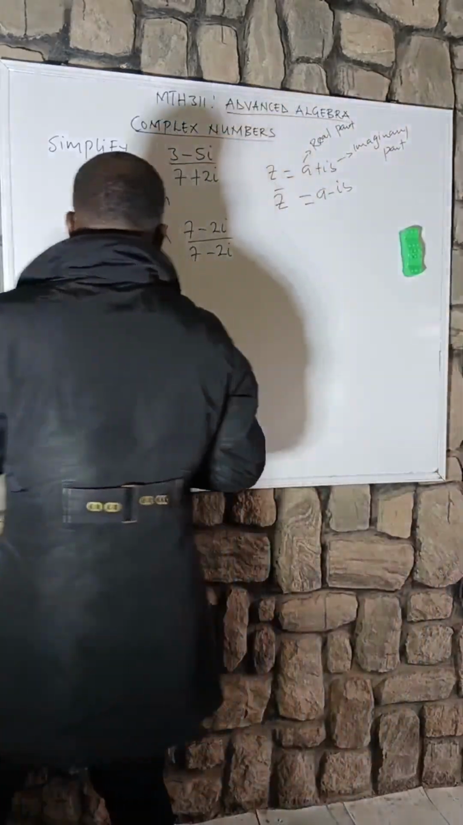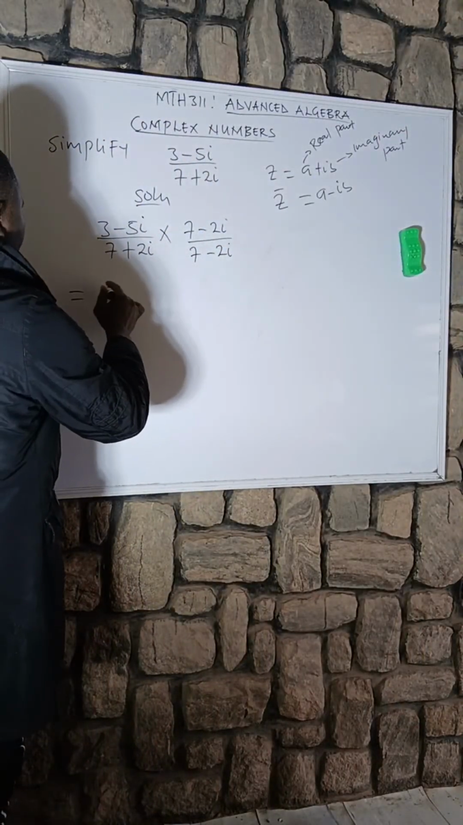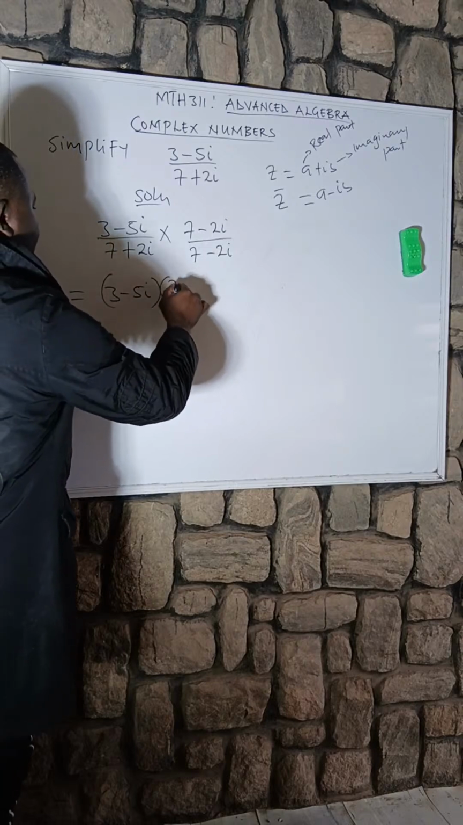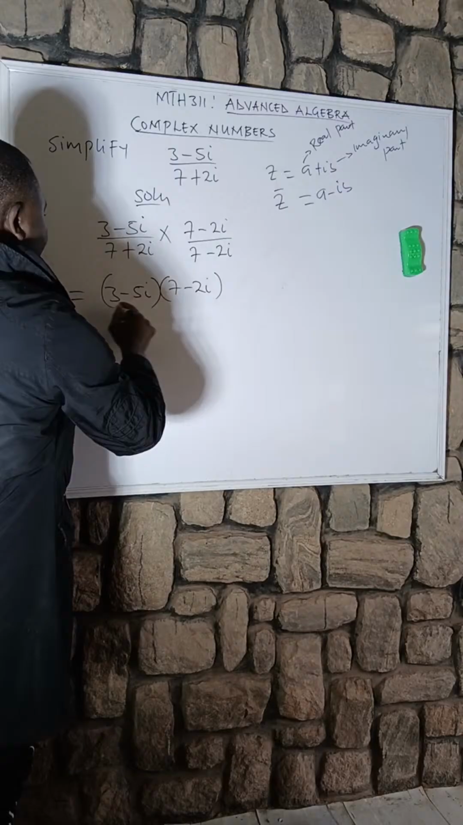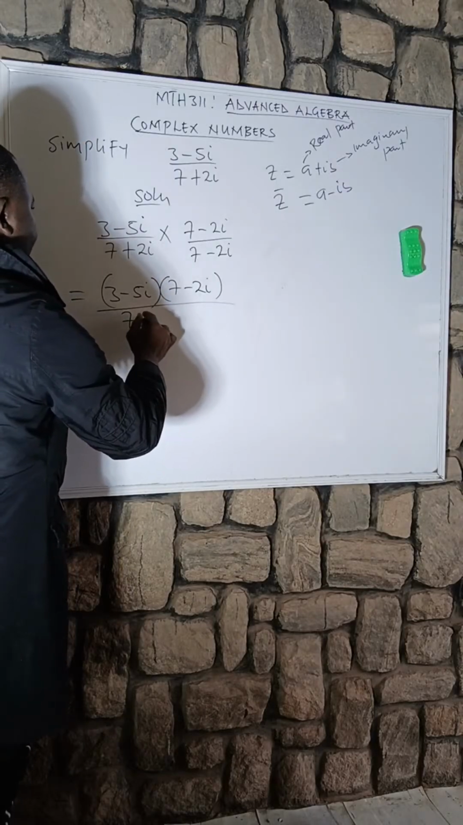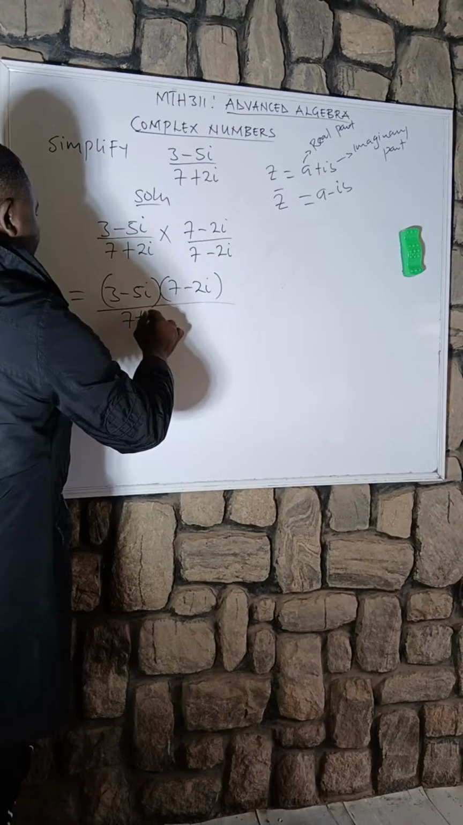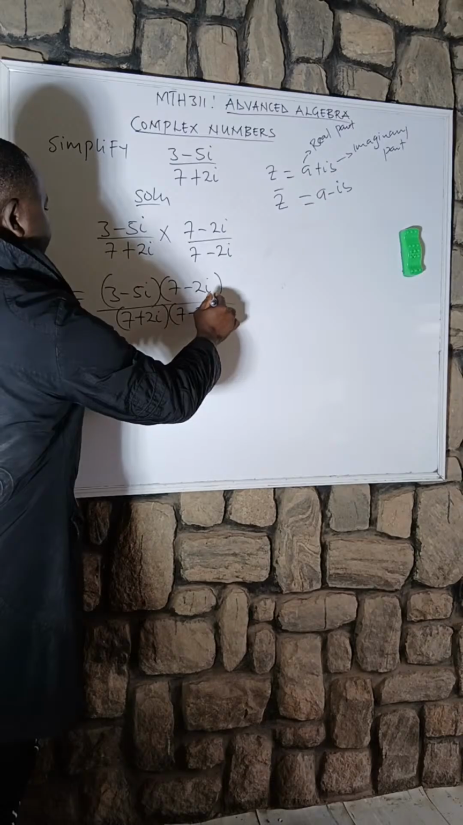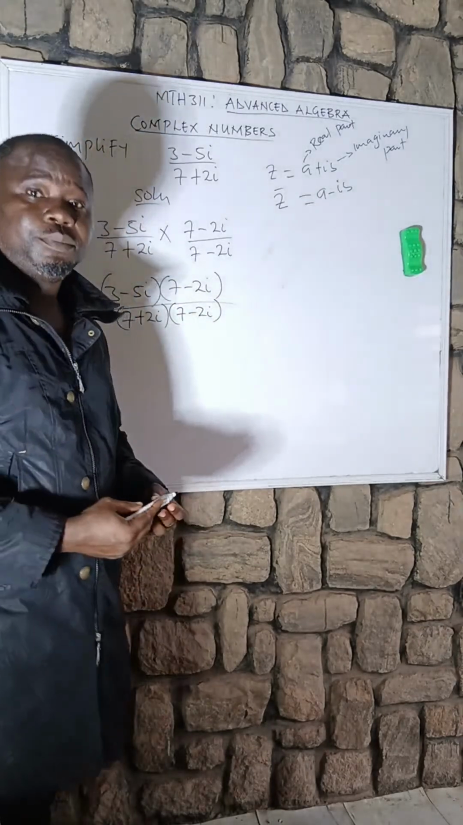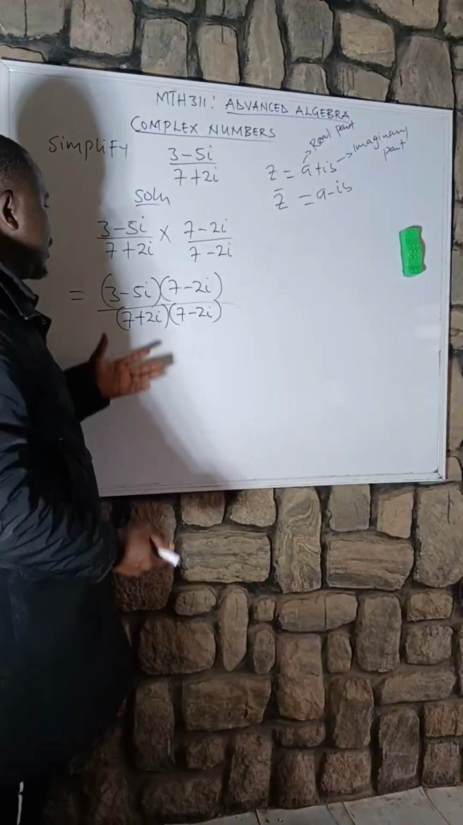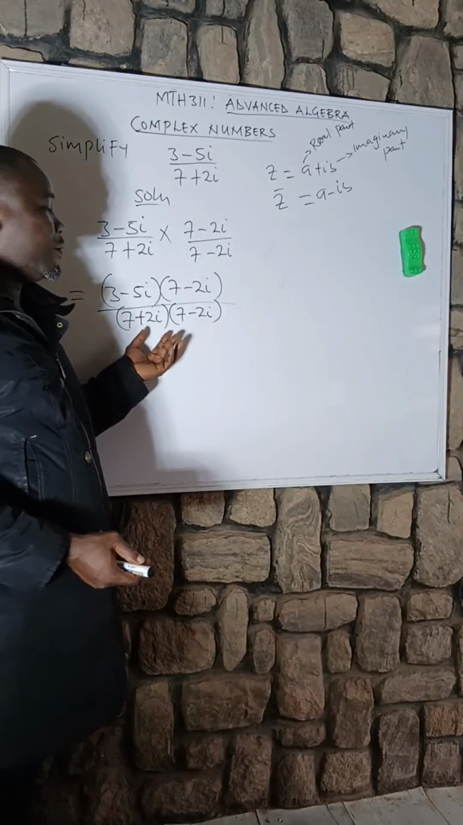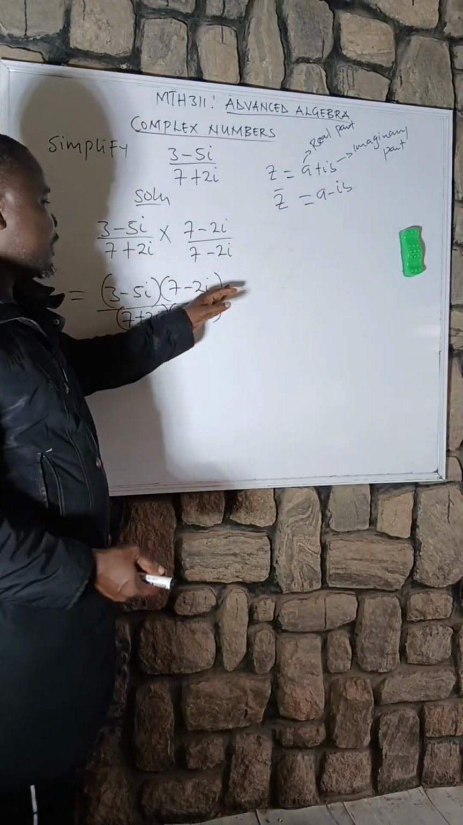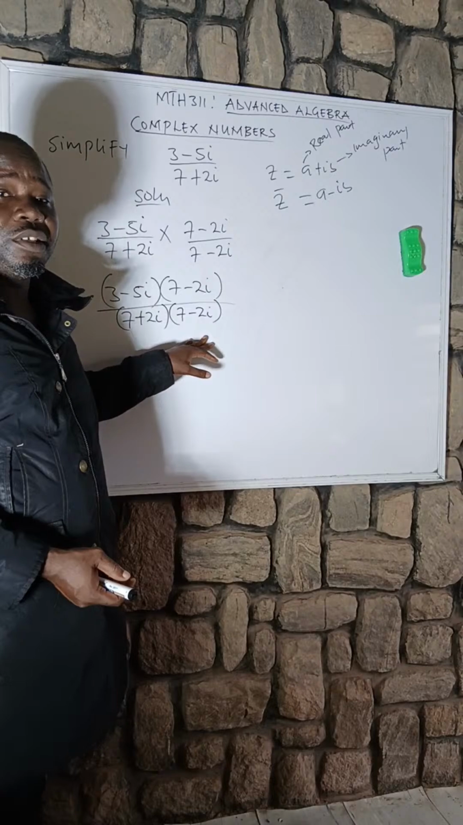So it means this will be equal to 3 minus 5i times 7 minus 2i, all over 7 plus 2i times 7 minus 2i. Amen? Do you agree with me? Okay. So if you agree with me, it means this is primary level, that you can multiply out two brackets. True or false? So let us go ahead to multiply both the numerator and the denominator, the two brackets.